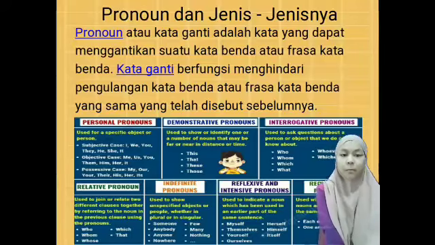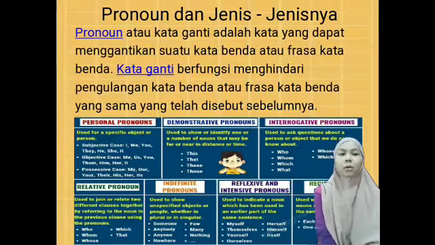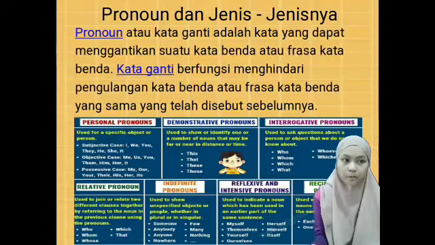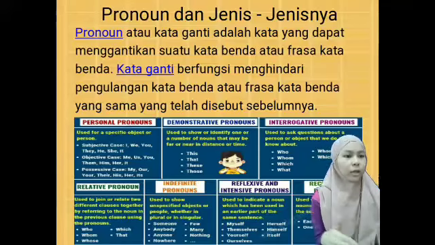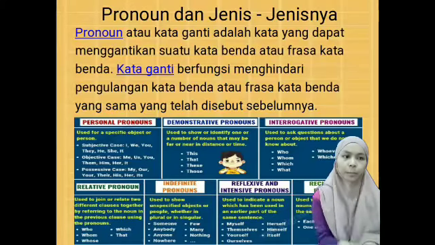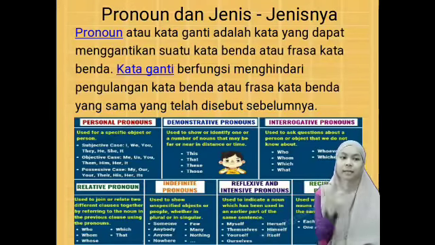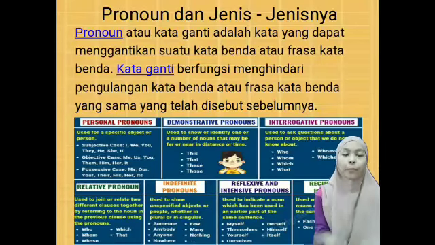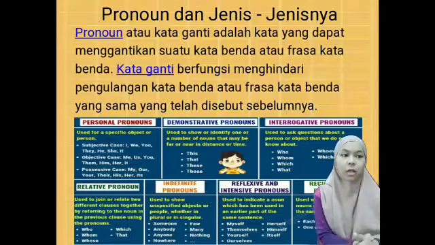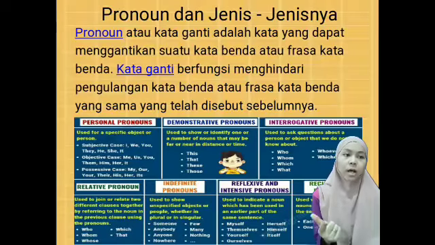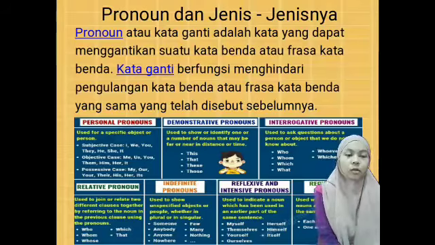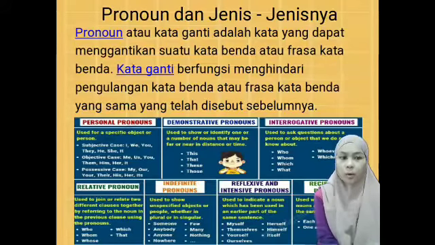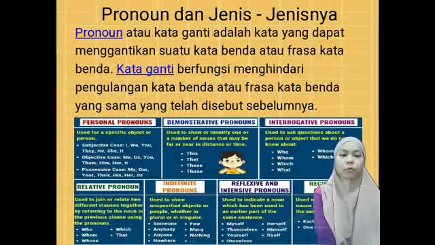And the next is demonstrative pronoun. So this is used to show or identify one or a number of nouns that may be far or near in distance or time. So they are this, that, these, and those. And the third is interrogative pronouns. So it is used to ask questions about a person or object that we don't know about. So we use who, whom, which, that, whoever, and whenever in interrogative pronouns.